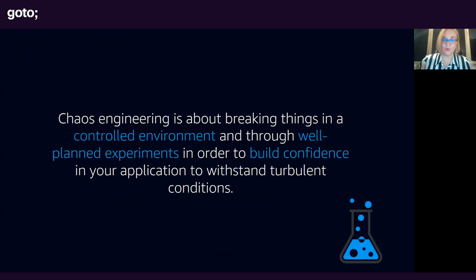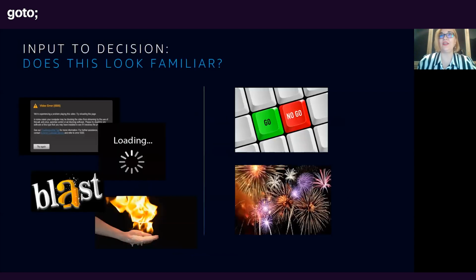Because under the hood, when you look at the very explanation of chaos engineering, it's not the jazzy thing that sometimes comes to mind, that this is about breaking things. You're doing it in a controlled environment. You have to have well-planned experiments. And what you really do while you're doing this is build confidence in your applications to withstand turbulent conditions. There is a lot packed in here.